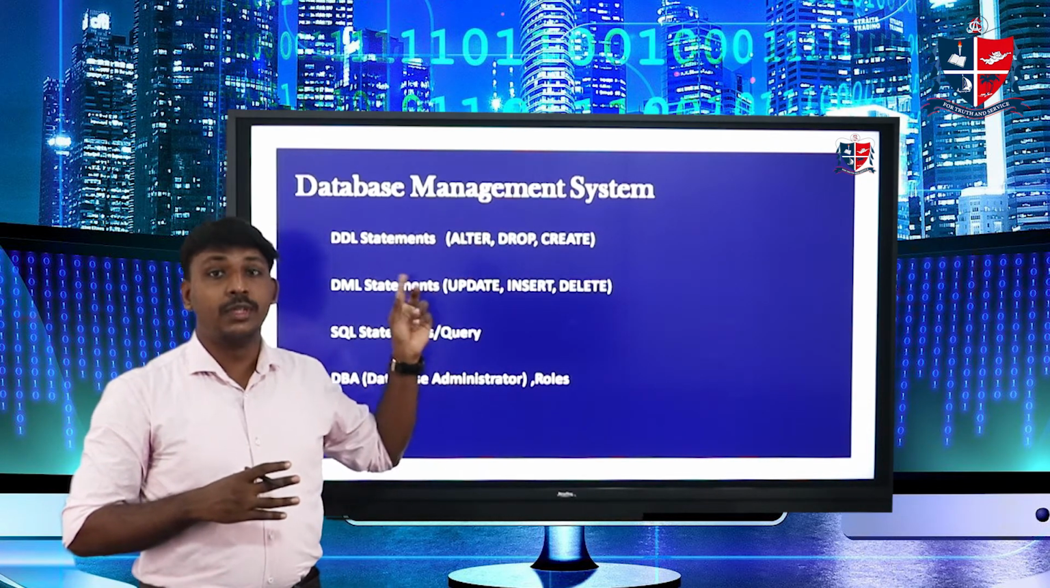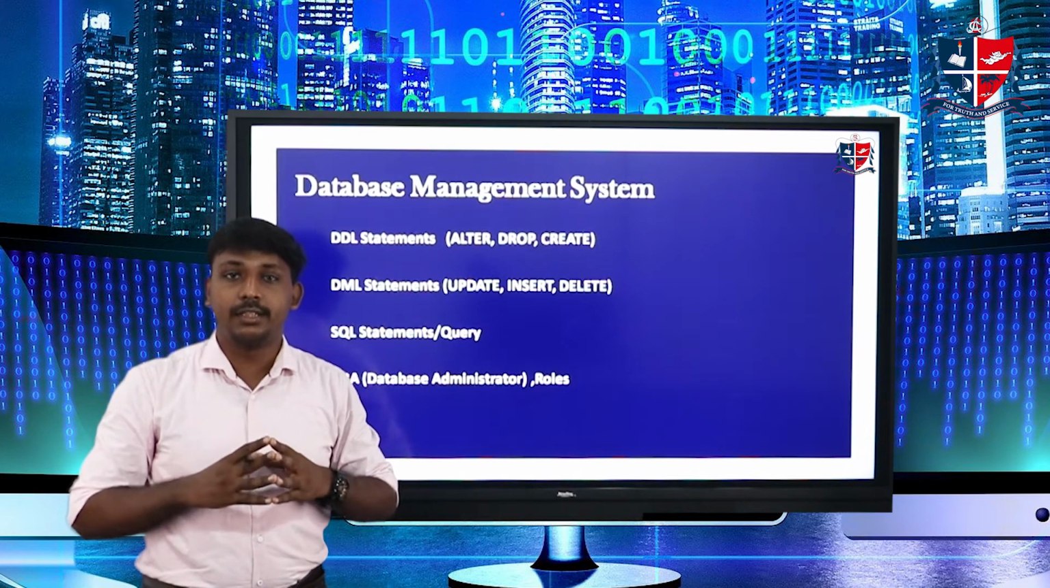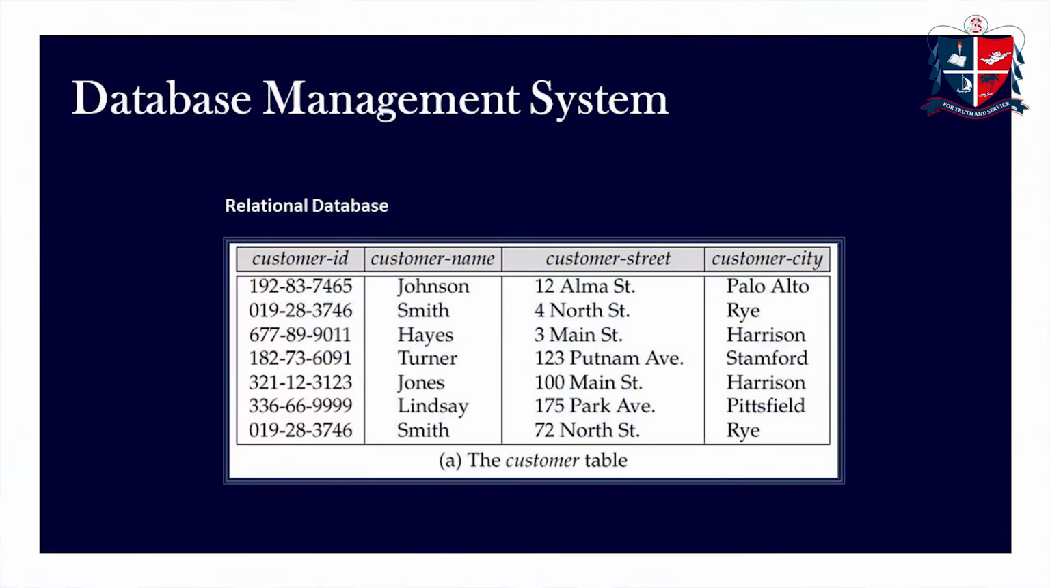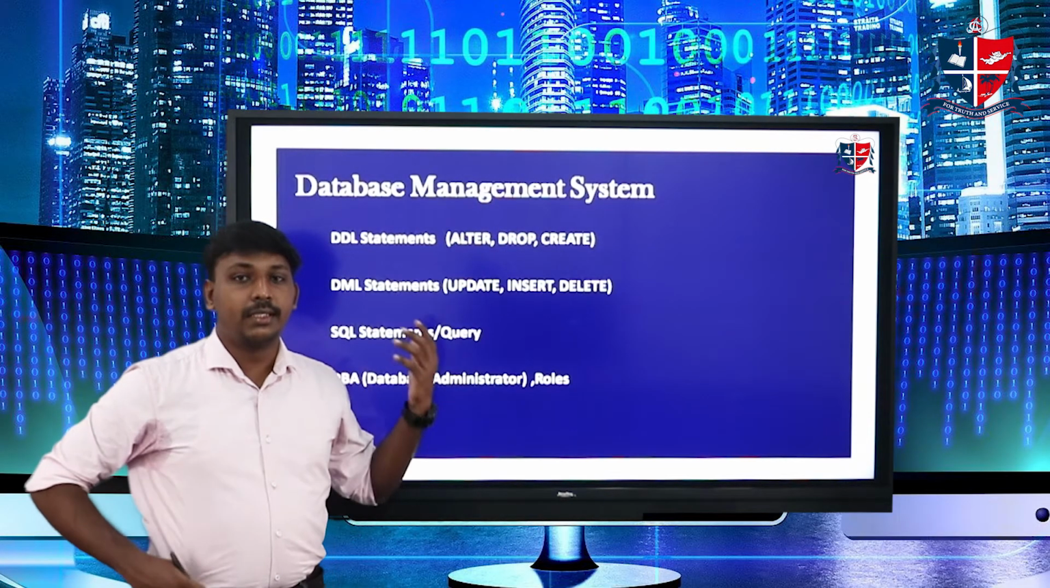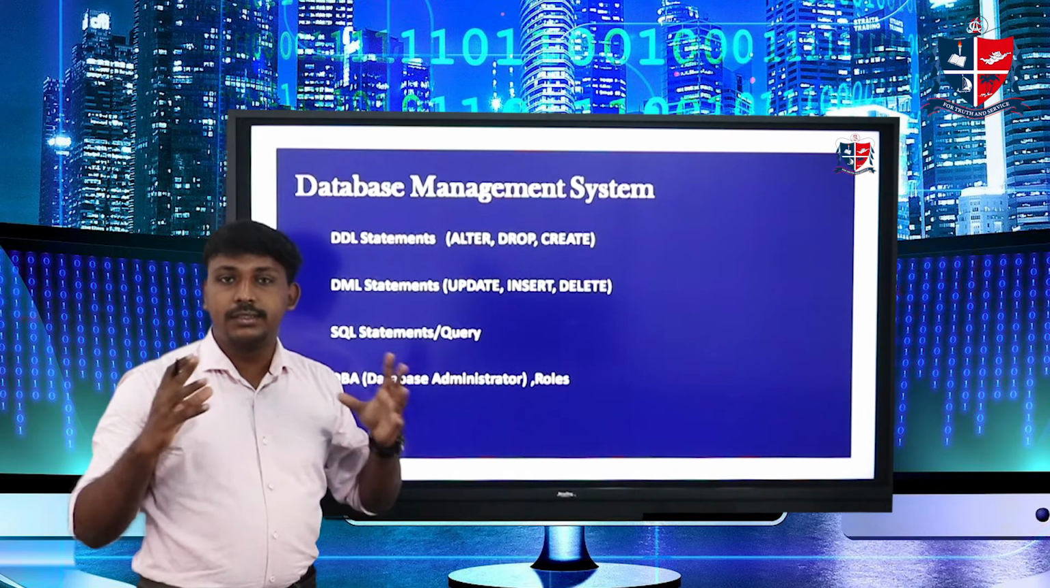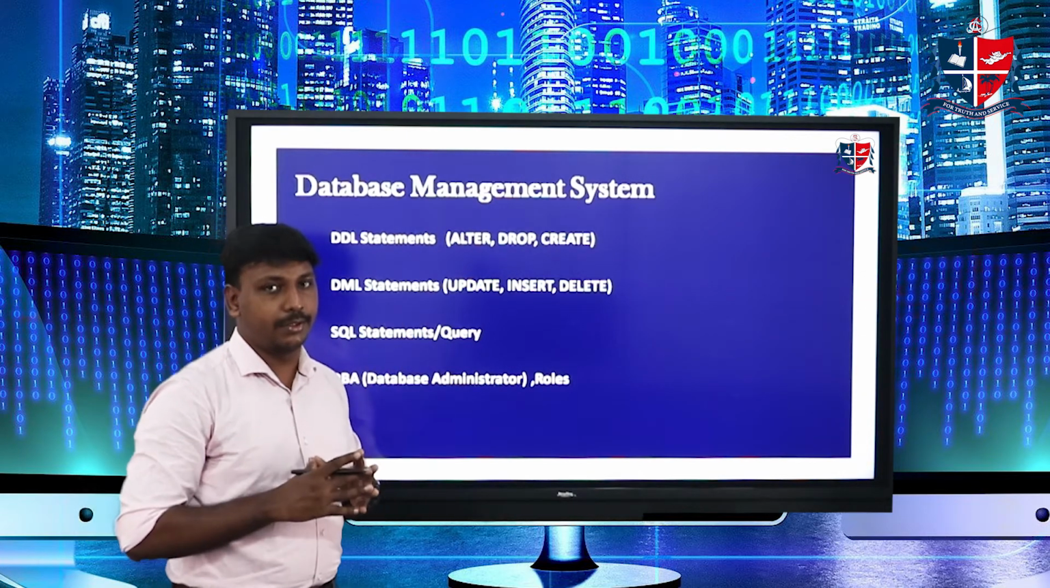DDL is used to change the conceptual level of our database. For example, if you are supposed to change this table and add another column, another attribute, we can use alter. If you want to drop this entire table, we can use the drop command. Like that, if you want to change any of this schema, we can use DDL statements. We can manipulate all this structure by using DDL statements. In effect, we are changing the conceptual schema by using DDL statements.